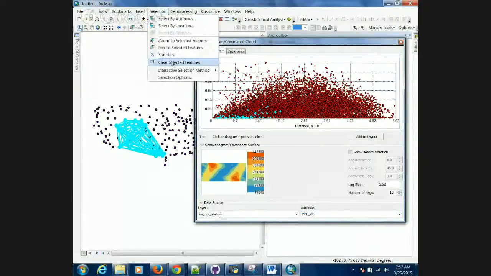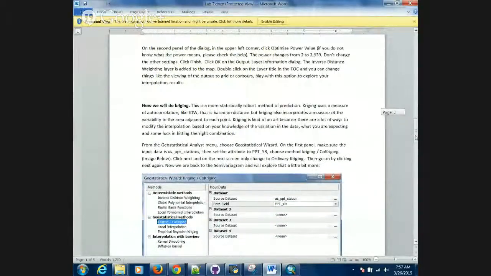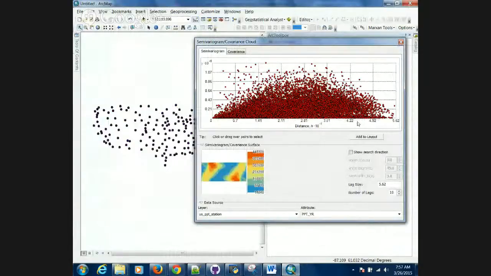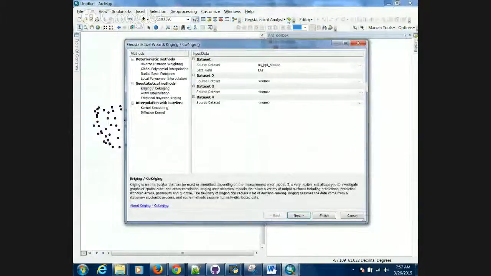Selection, clear selected features. All right, so we're right here in the lab. A little bit before this, the first thing that we're going to do is demonstrate that you can do IDW with the Geostatistical Analyst. So if you close this box completely and go to the wizard here, all you have to do on this screen is make sure that latitude is changed to precipitation. So you're doing the yearly precipitation.